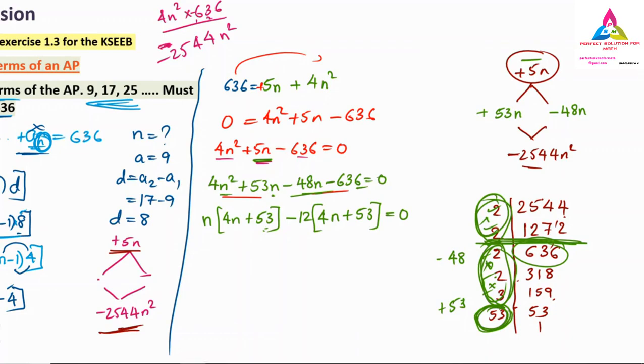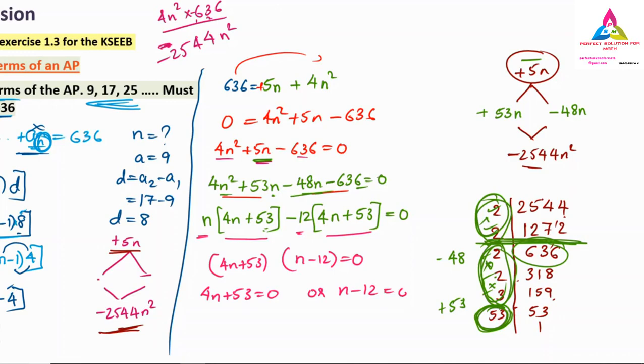Now if you clearly glance at it, here we have 4n plus 53, 4n plus 53. So I can write 4n plus 53 on one side, and the remaining is n minus 12, and I can write that is equal to 0. Now here we have to take 4n plus 53 is equal to 0, or n minus 12 is equal to 0.